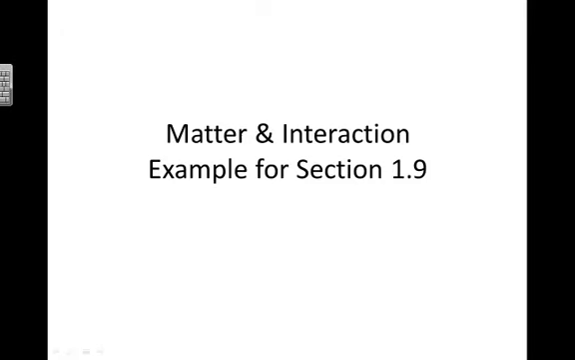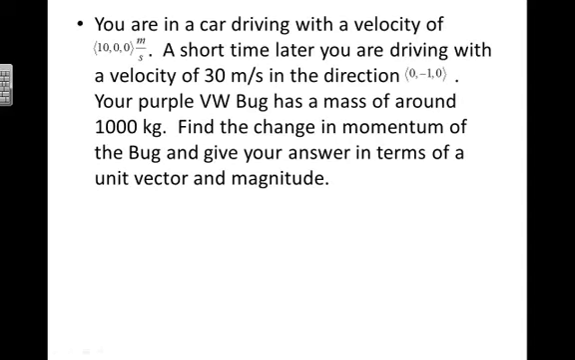So I'm going to work on an example problem relating to the material in section 1.9 dealing with change in momentum. So here's the problem. You're driving a car with a velocity of <10,0,0> meters per second. A short time later, you are driving with a velocity of 30 meters per second in the direction <0,-1,0>. Your purple VW bug has a mass of around 1,000 kilograms. Find the change in momentum of the bug and give your answer in terms of a unit vector and magnitude.